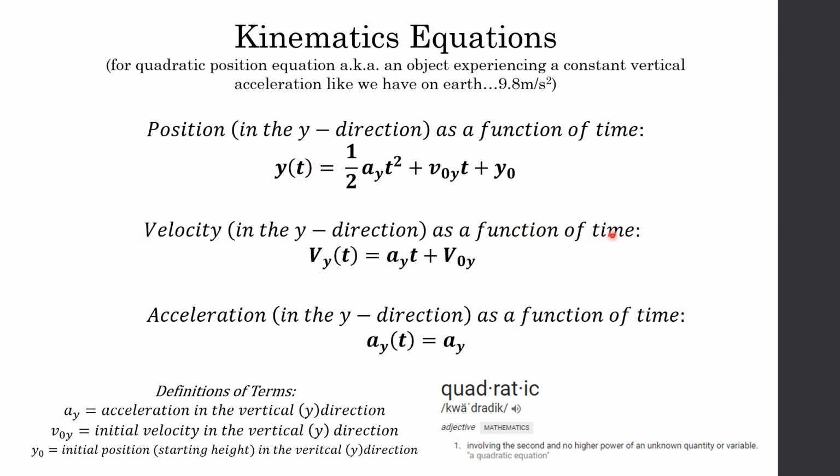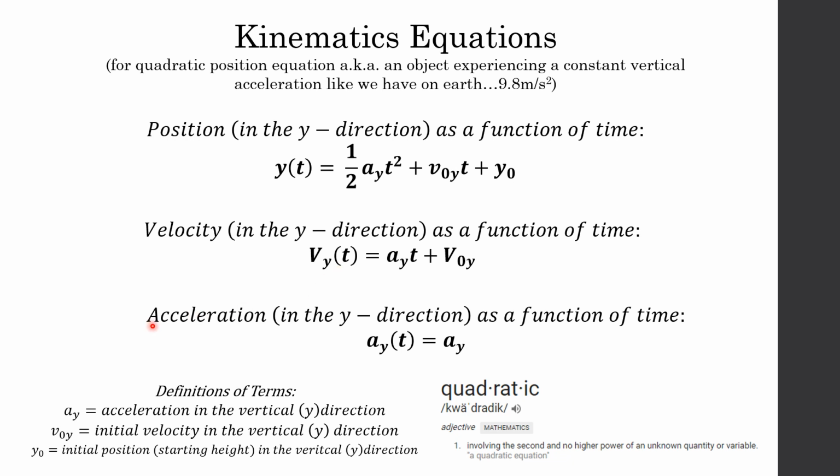Velocity as a function of time will do the same thing, but for velocity. So this is going to tell me what my velocity in the y direction is at any given time. I do the same thing. If I wanted to know what the velocity is after 2 seconds of motion, I would plug in 2 everywhere I see t, and that would tell me what the instantaneous velocity is at t equal to 2 seconds.